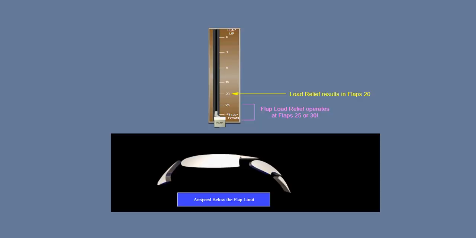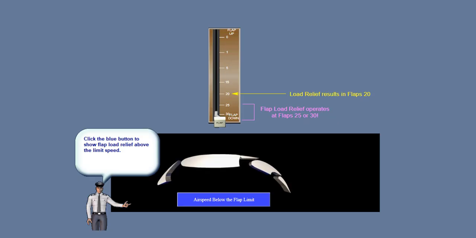The flap load relief system is designed to protect the flaps from excessive air loads. With the flaps at 25 or 30, the flap load relief system is armed. If the airspeed exceeds the selected flap's airspeed limit, the flaps automatically retract to 20. When the airspeed is reduced below the limit, the flaps return to the selected position. There are no indications of the operation of flap load relief other than the observation of the flap position indicators displaying less than the selected flap settings.